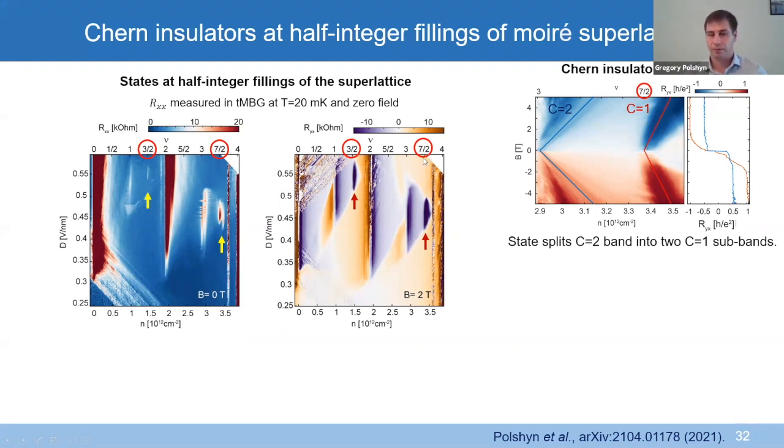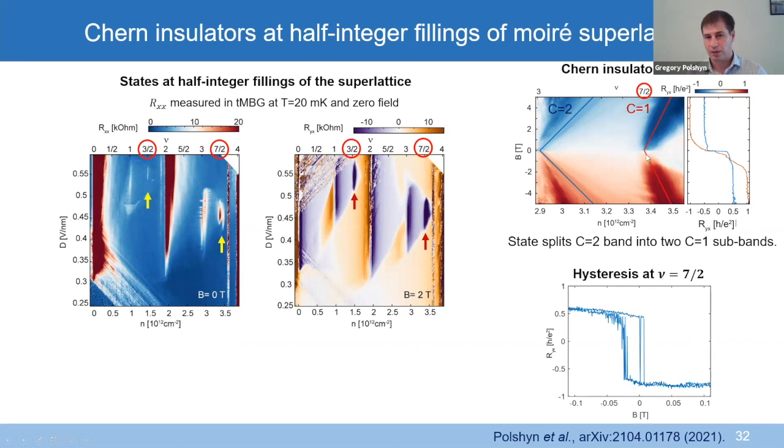Also, at least for one of the states at nu equals 7.5, we found that it persists all the way to zero magnetic field. And this is evidenced by the observation of strong anomalous Hall effect. So it doesn't quite quantize, but there is very strong anomalous Hall effect with Rxy higher than half of h over e squared, which is overall consistent with a quantum anomalous Hall state, which is somehow deteriorated by the disorder.